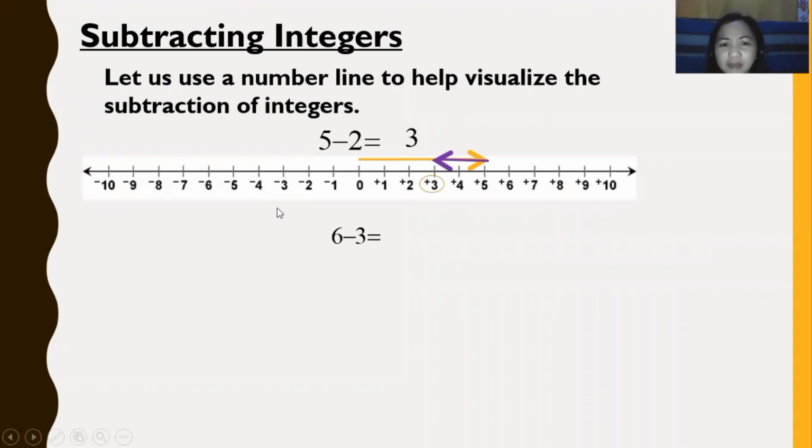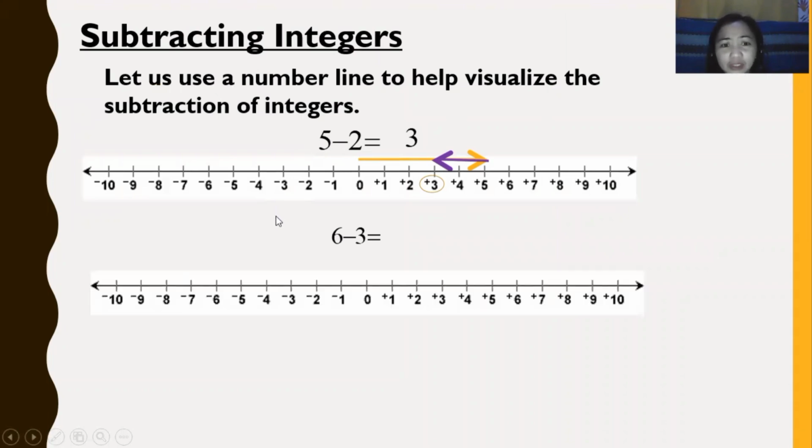Then we have 6 minus 3. We count 6 units from 0 to the right. 1, 2, 3, 4, 5, 6. And 3 units to the left. So we have positive 3.